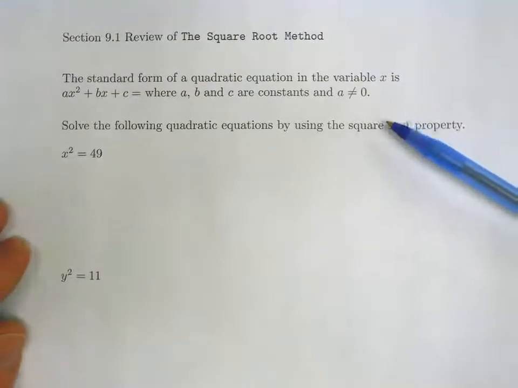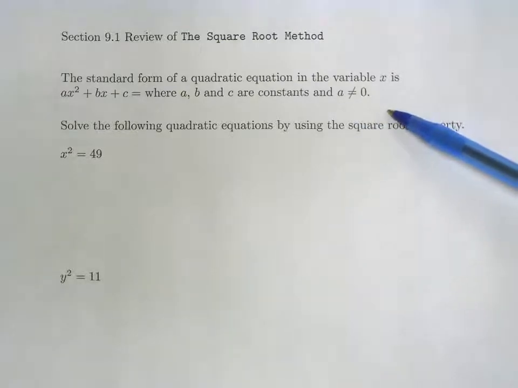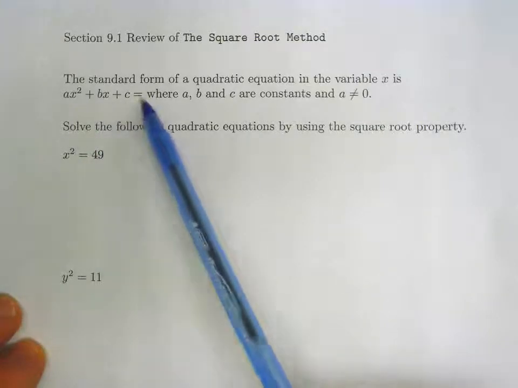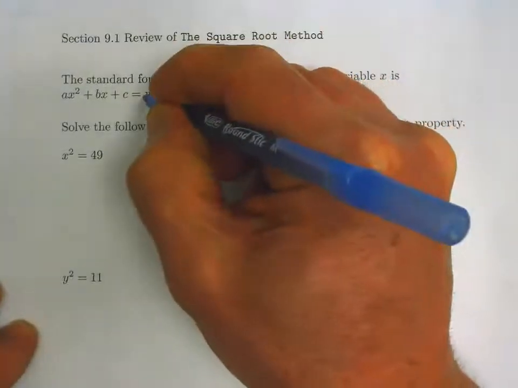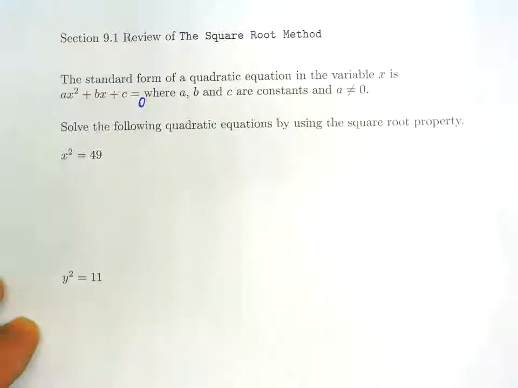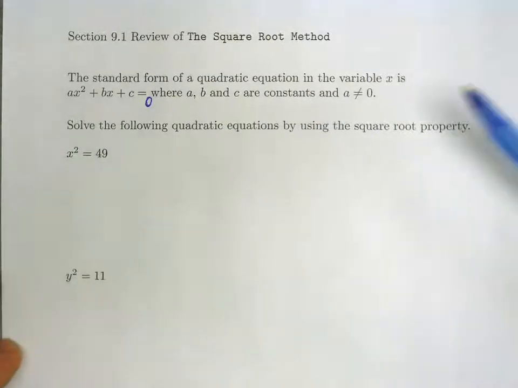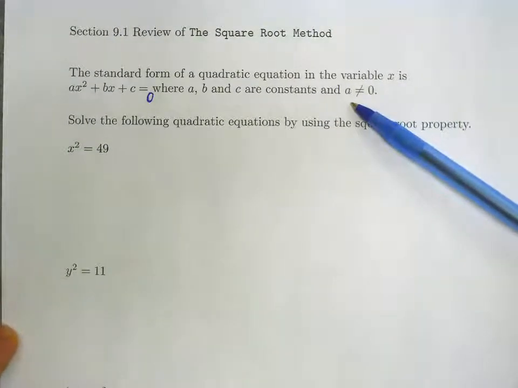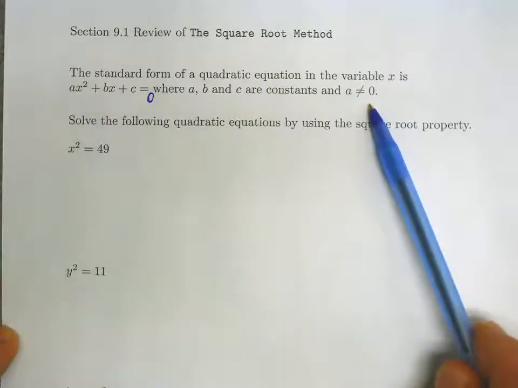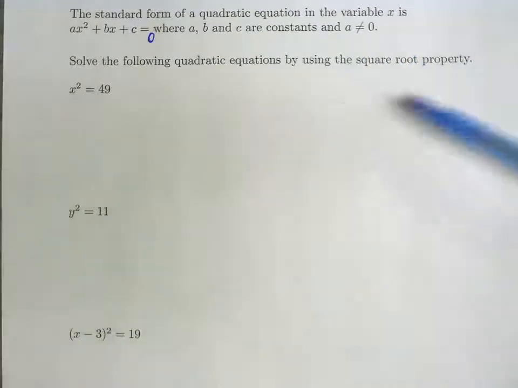Remember that the standard form of a quadratic equation in the variable x looks like ax squared plus bx plus c equals 0. So the 0 was not put in, but this is where a, b, and c are constants. And the one restriction is that a, which is the coefficient of x squared, can't be 0. Okay, so we'll review the square root property.